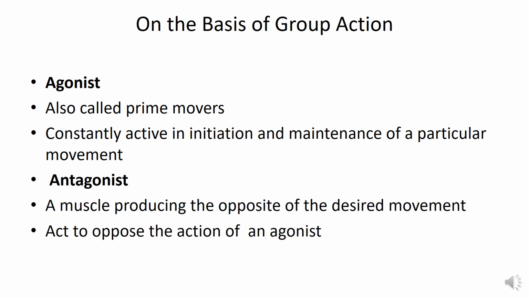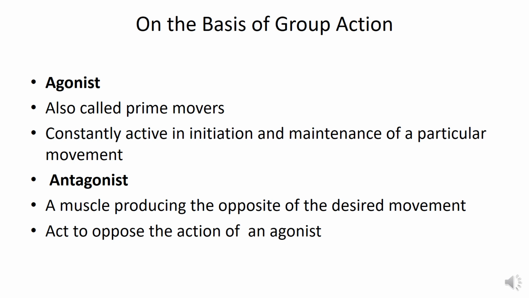Now, what are agonists? Agonists are also known as prime movers. It is a muscle which is constantly active in the initiation and maintenance of a particular movement. So it is a muscle which initiates and maintains the particular movement, while antagonists are those muscles which produce the opposite of the desired movement. They act to oppose the action of the agonist.